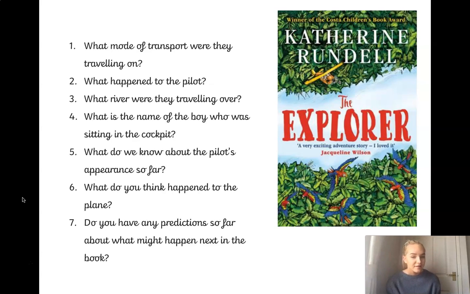For questions 6 and 7, what do you think happened to the plane? And do you have any predictions so far about what might happen next in the book? For number 6, you might be finding rough ideas of what's happened so far to the plane, but we haven't explicitly been told yet. So this is where you use your thoughts and your inference to really get those ideas out there, okay? So that's what I'd like you to do today. Use the book and use the text to help you scaffold your answers. All the answers are in here, so if you want to look back over it, look in your resources because it's in there for you, okay?